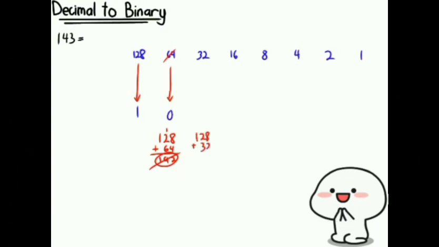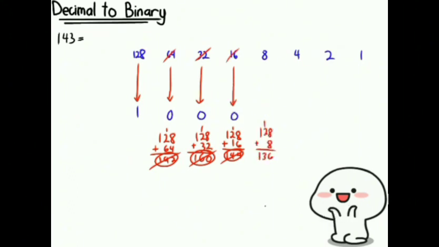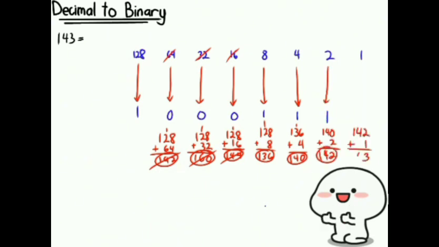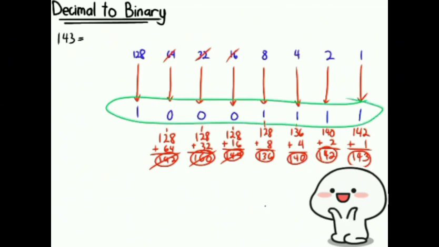The sum of 128 and 32 is 160, and it also exceeded the given number. Cancel it and change into 0. The sum of 128 and 16 also exceeded the given number, and do the same thing. The sum of 128 and 8 is 136. Since it has not exceeded the given number, change the value into 1. The sum of 136 and 4 is equal to 140 and did not exceed, and change the value into 1. And the sum of the rest is now obviously the same as the given number. This is the binary number of 143.